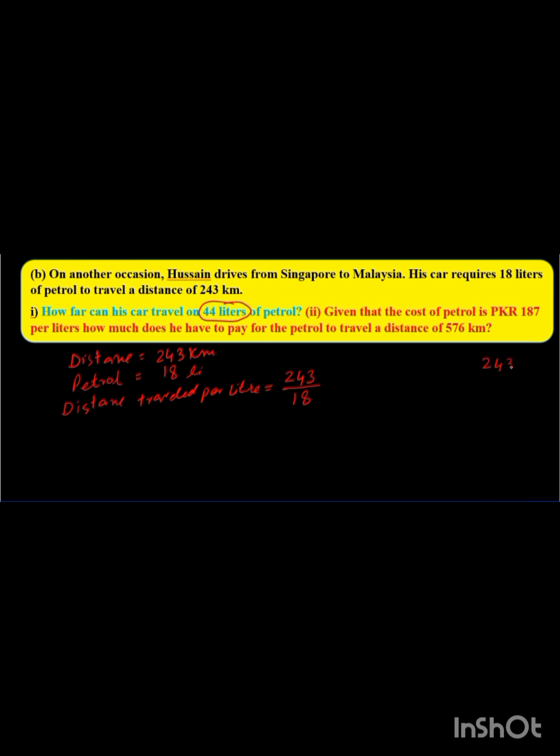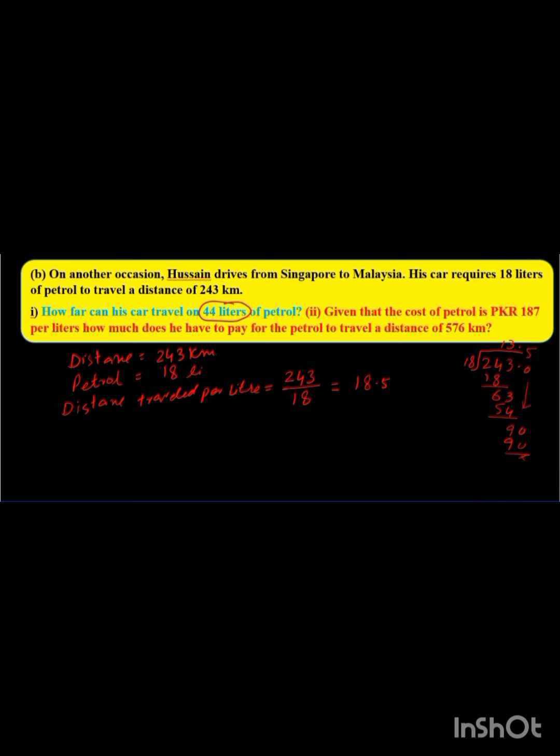Now again we have to do some division. 18 ones are 18. So we will subtract, that is 63. Now 18 threes are 54. Again we will subtract, we will get 9. So we put a decimal and take a 0 from here, and we will get 90. So put a decimal and 18 fives are 90. Means what do we get? He traveled a distance per liter of, sorry, it's not 18, it's 13.